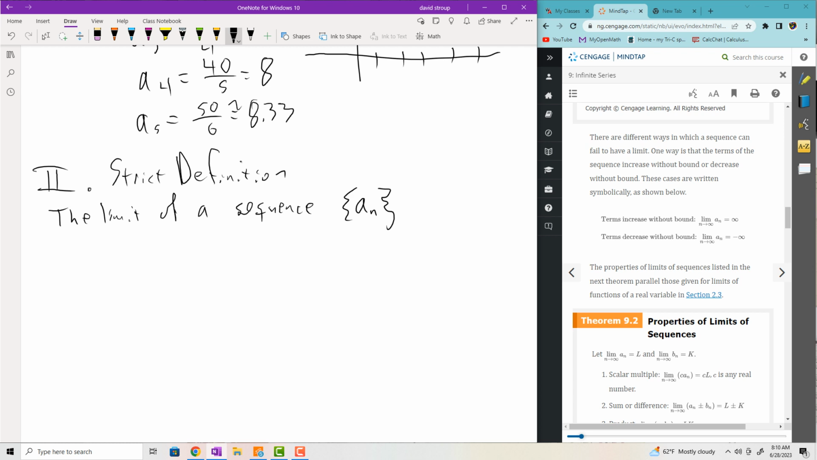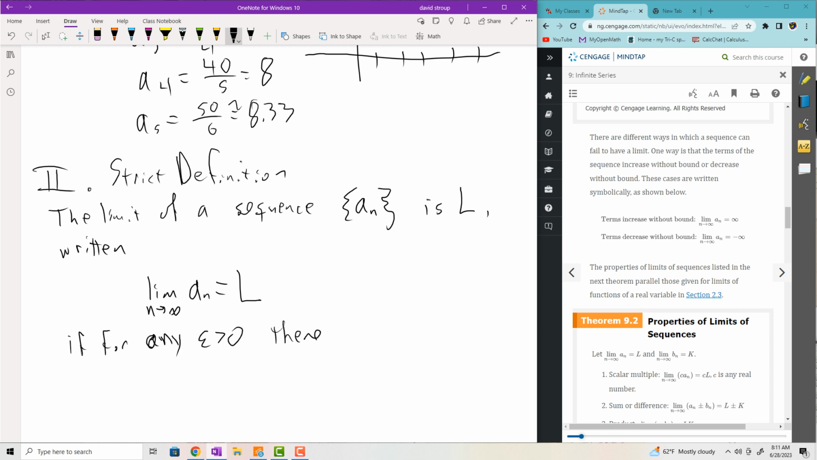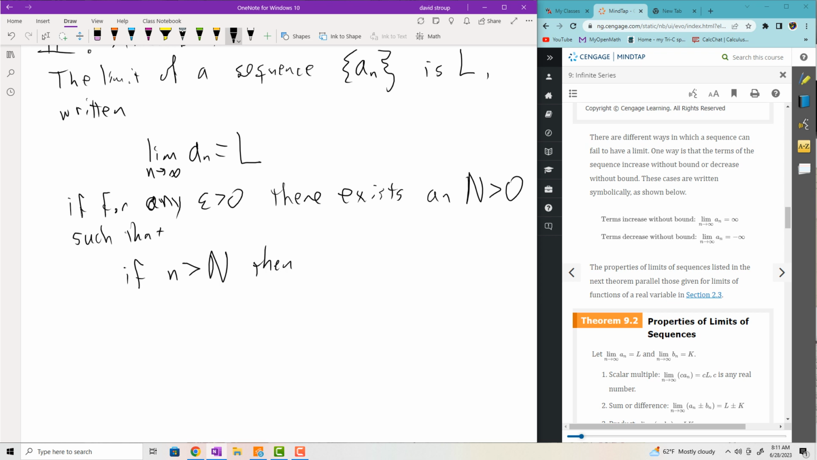And if the limit of this sequence a sub n is some number L, which we will write just like we did in Calc 1, except now with n's instead of x's, we'll write limit as n goes to infinity of a sub n equals L. So the limit of the sequence a sub n is L, written as limit as n goes to infinity of a sub n equals L, if for every epsilon greater than 0, there exists a big N greater than 0, such that if little n is greater than big N, so if you go out far enough in the sequence, then the distance between a sub n and L will be less than whatever epsilon somebody provides.